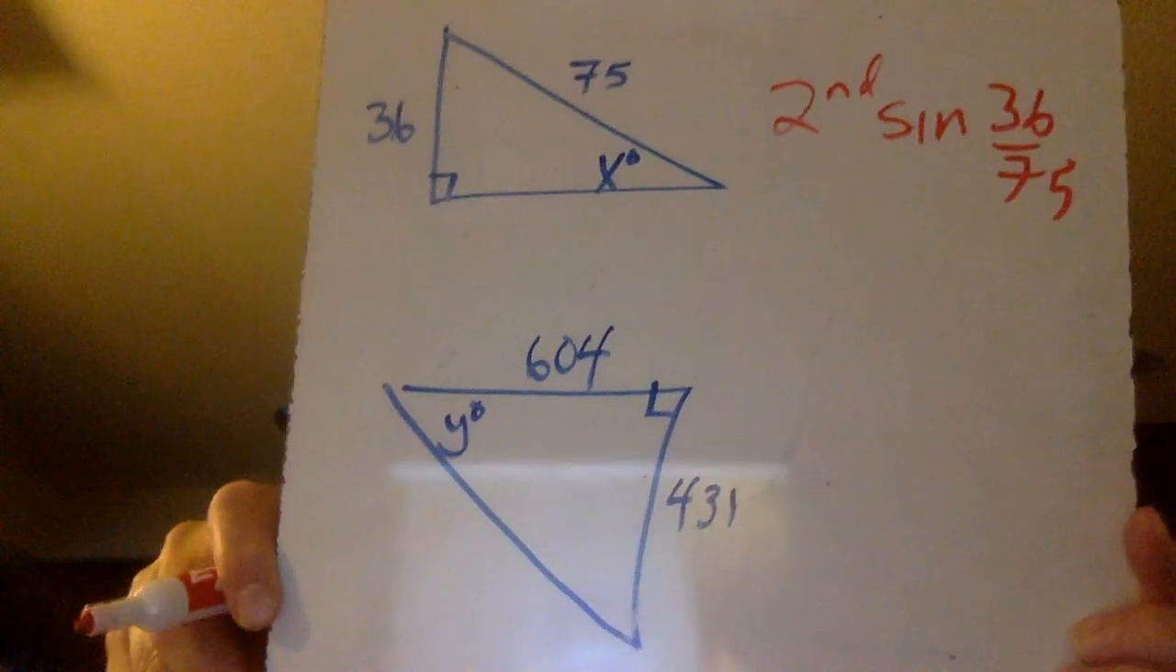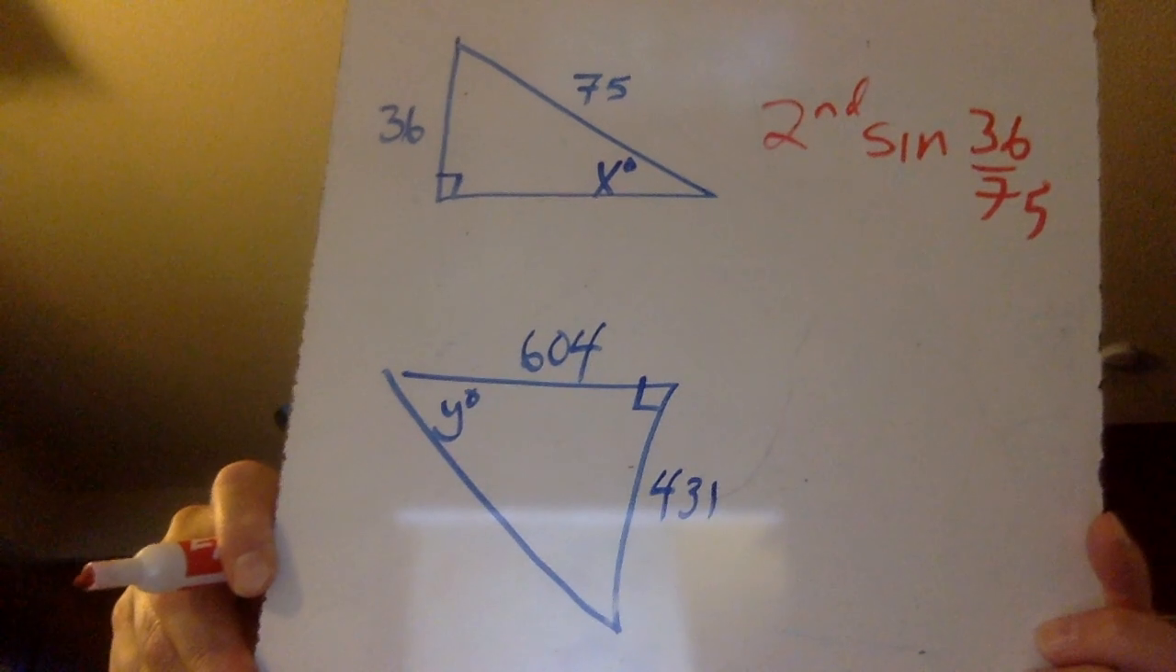Down here, find angle y. Opposite over adjacent, so second tan of 431 divided by 604.